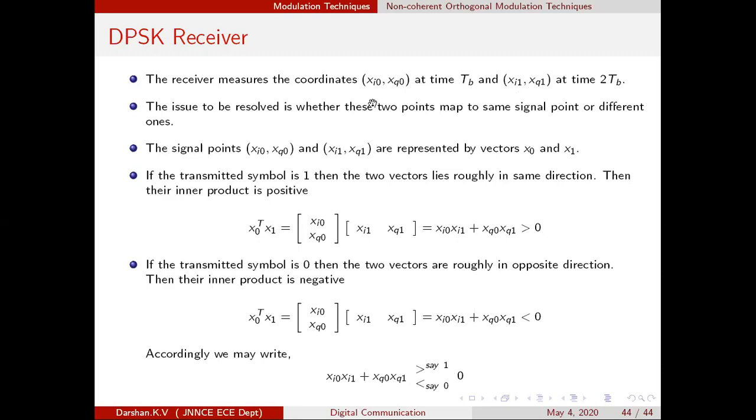So I repeat, what will the receiver do? The receiver will receive the signal and get the in phase and quadrature phase components, represented as xi and xq. So this 0 represents the signal during the time 0 to TB, and this xi1 represents the signal which is received from TB to 2TB. That is what you are supposed to do.